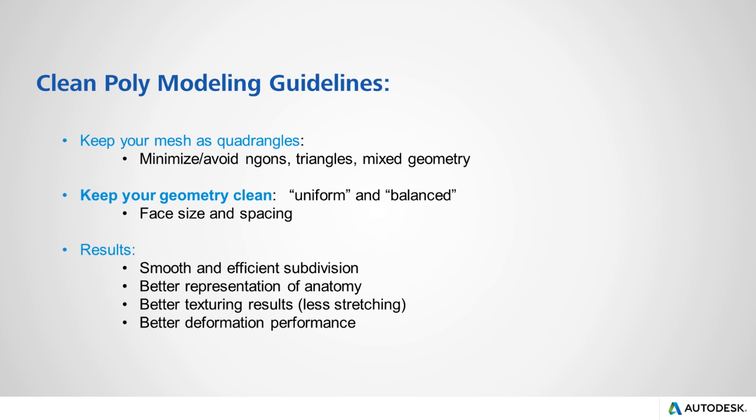So some clean poly modeling guidelines. Keep your mesh as quads, right? So try to minimize or avoid n-gons, triangles, this kind of mixed geometry, right? So mixed geometry, any of these things will subdivide, but you're not going to get a very efficient or effective subdivision. If it's nice clean quads, everything's welded and kept together, you're going to find that you'll get a nice, efficient, effective subdivision there that will sculpt really nicely as well.